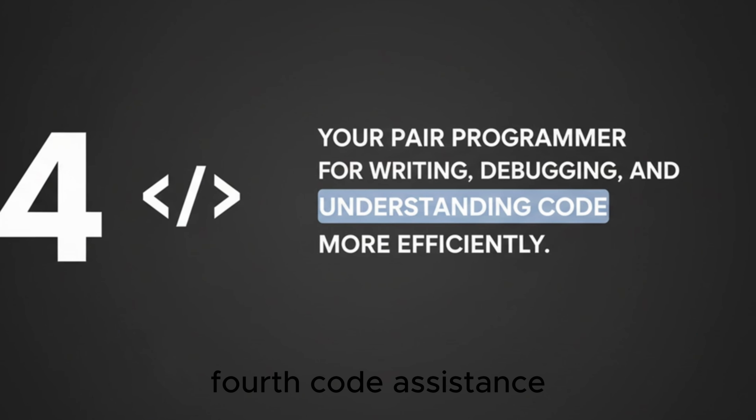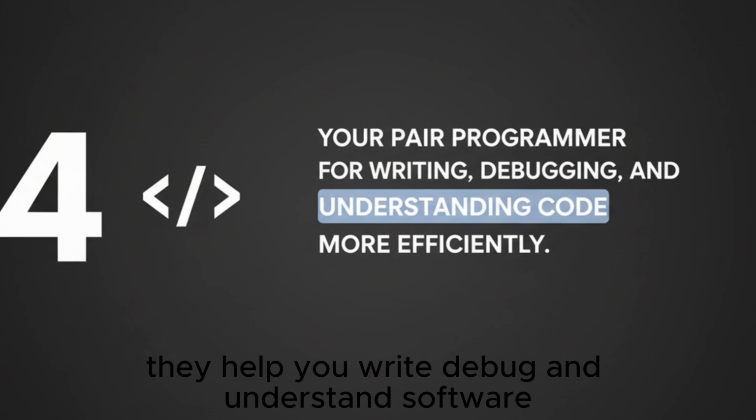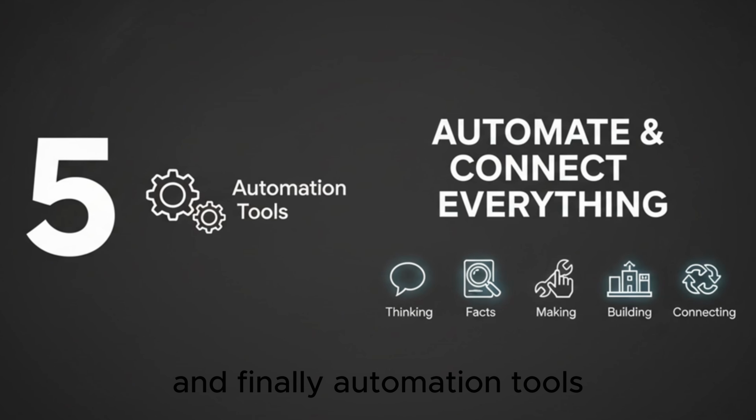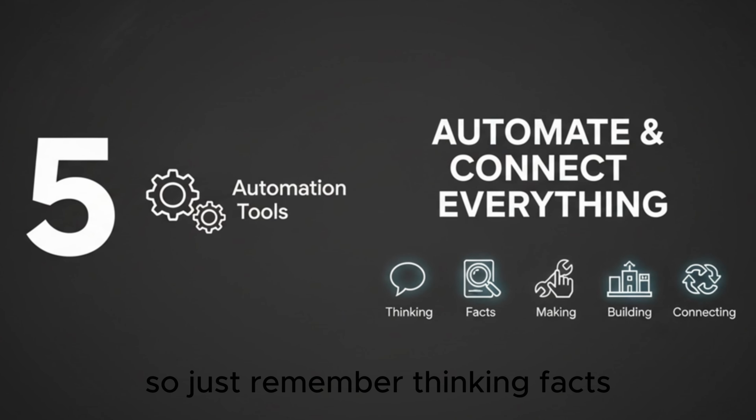Fourth, code assistants. If you're a developer, you use these for building. They help you write, debug, and understand software. And finally, automation tools. You use these for connecting. They link your apps together to put all those repetitive tasks on autopilot. So just remember, thinking, facts, making, building, and connecting.